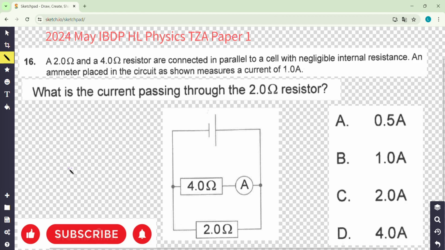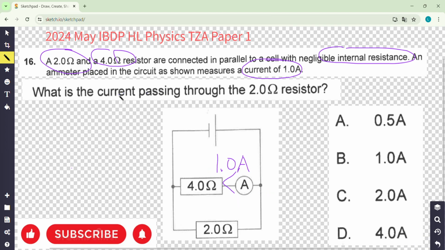Today, question 16 is about circuits. First of all, look at the question. 2 ohm, 4 ohm. They are in the diagram. And then a negligible internal resistance. Yeah, no need to add anything here. But one thing is missing. Okay, the ammeter reading is 1A. So this is 1A. So remember, mark the data from the verbal description on the diagram.